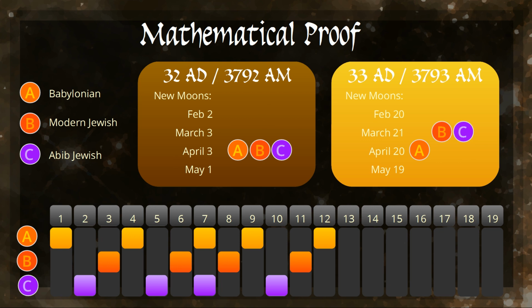The following year is 33 AD or 3793 AM. The March 21st date as the start of the year satisfies the rules for both the modern Jewish calendar and the Abib-based calendar. Since the equinox has not happened, the Babylonian calendar requires an additional month and starts on April 20th. We're getting to the final stretch.